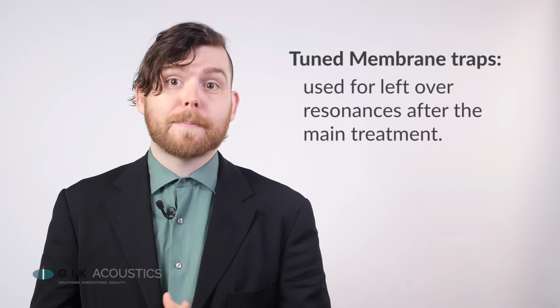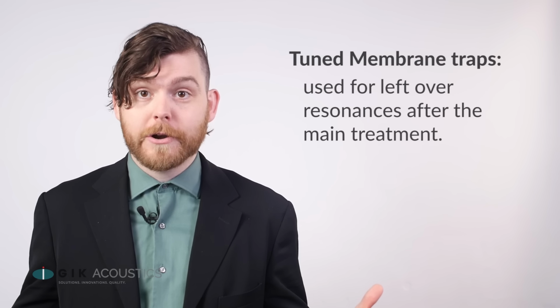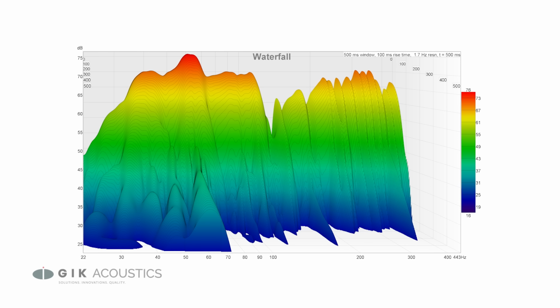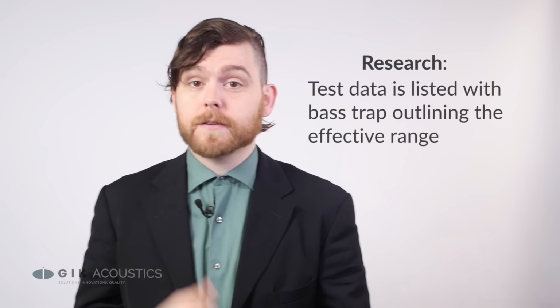To use a tuned trap effectively, you have to first test your room to make sure you know what frequency your problems are occurring at. You'll want to look for something like a waterfall graph or a spectrogram to let you know what areas to treat. Only then, after you have the test results, can you get the right kind of tuned trap to get an even better bass response. All of our bass traps are listed with useful graphs so you know exactly what effective range they have.